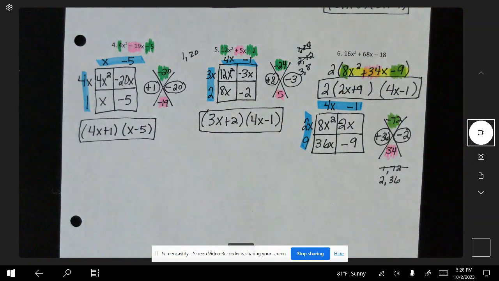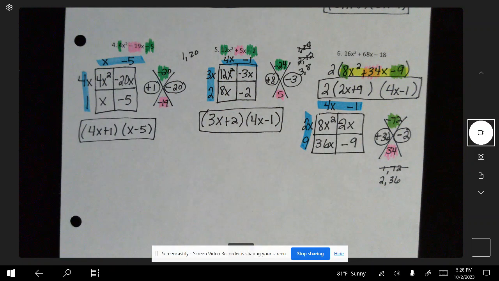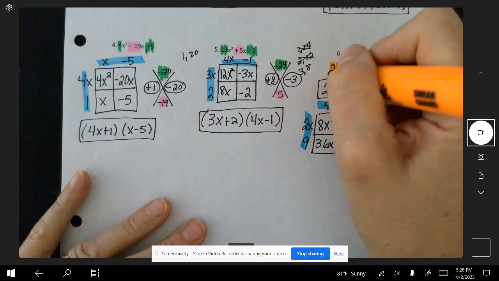Don't forget, you have to pull that 2 down. Let me see if I got a color I haven't used here. I haven't used orange. Since this 2 is here, you got to pull that 2 down.